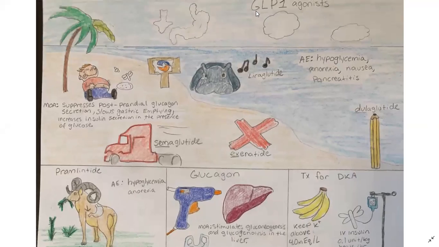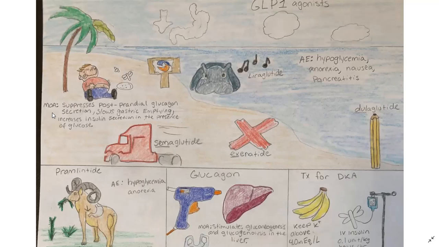Think GLP, gooey laundry pods, so Tide Pod, and then also all of these drawings take place on the seashore where the tide comes in. All the drugs end in the word tide. So we'll start over here. We have a really dull looking pencil. It's not very sharp, so dulaglutide. We have a big X for exenatide. We have a semi-truck for semaglutide. And then this hippo here, he's singing some lyrics, singing a song, so lyrics, liraglutide.